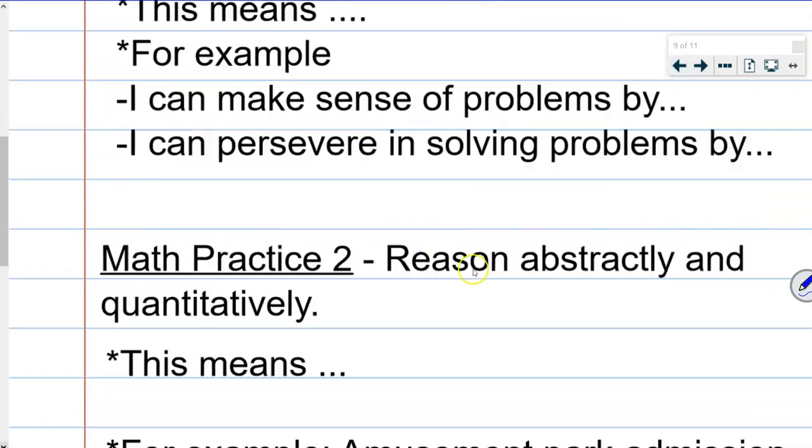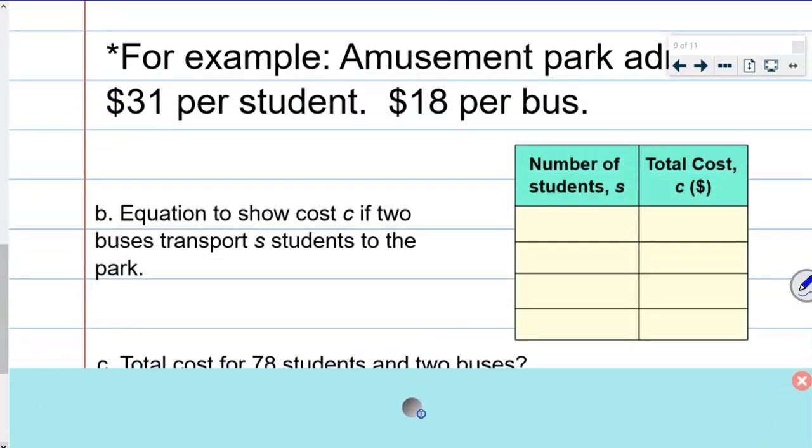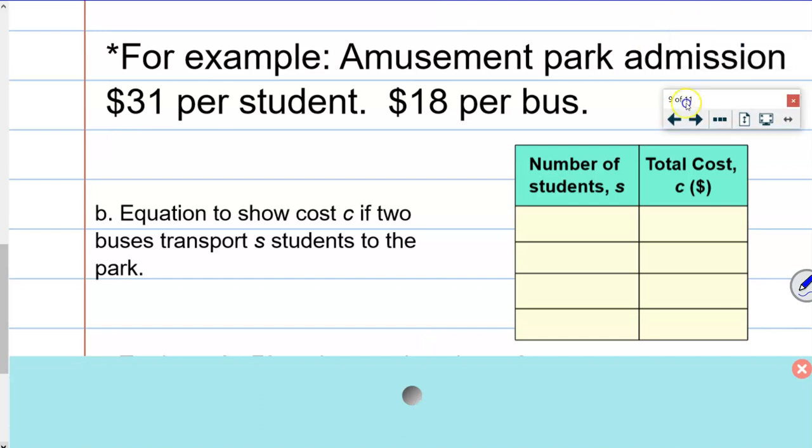Now, this is what I want you to actually write down in your notes. Instead of writing all of that stuff, just write down this. Amusement park admission, $31 per student. Just kind of simplifying it so that you're not spending the whole time writing that whole paragraph. And it's $18 per bus.